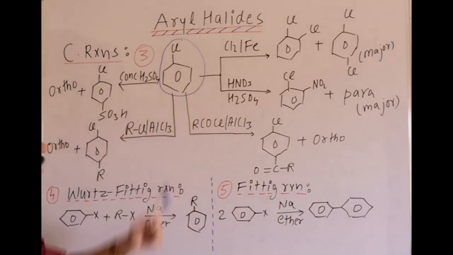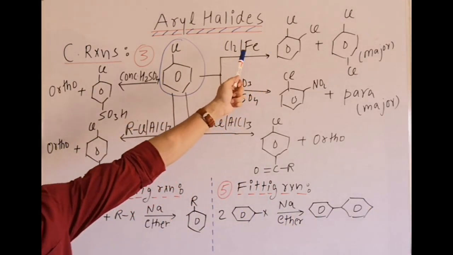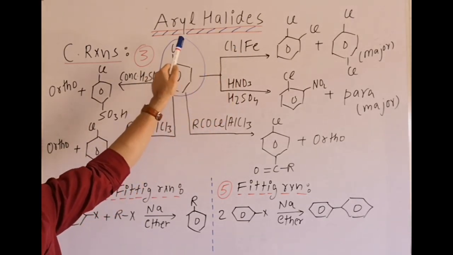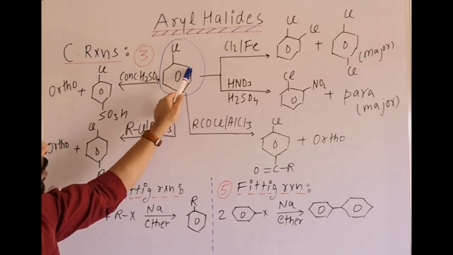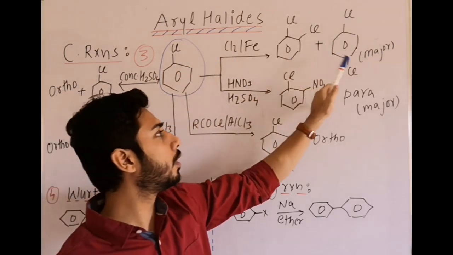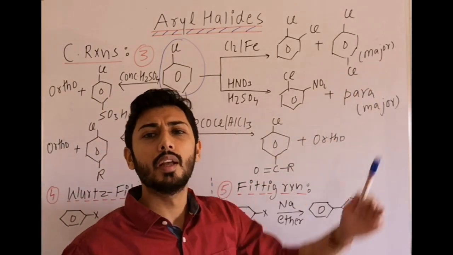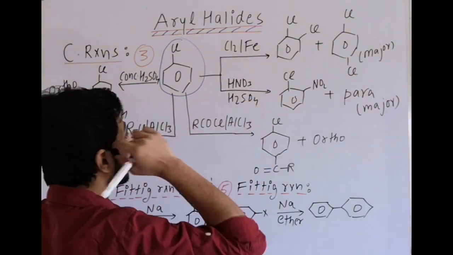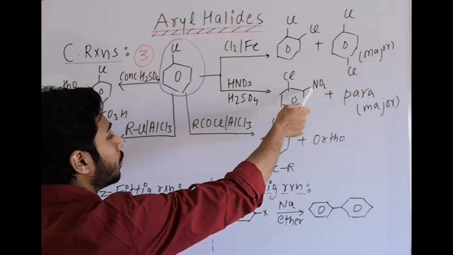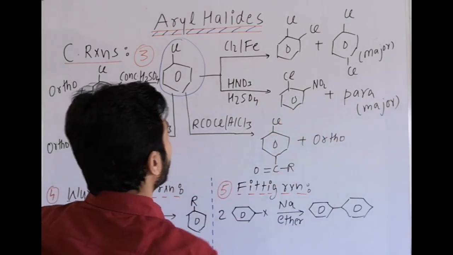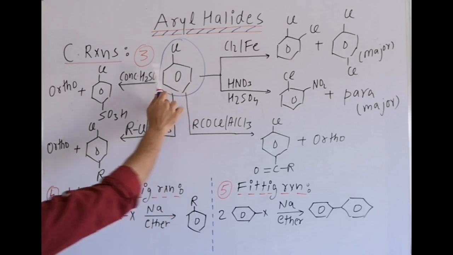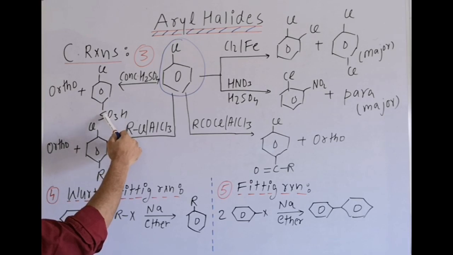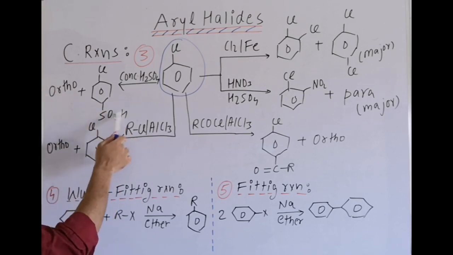Now going through the reactions, chlorobenzene with Cl2/Fe, it is chlorination, Cl plus is the electrophile, and the halo group will direct the Cl plus to ortho position or para position. So both are found. Major will be para position. Why? Because hindrance is less, crowding is less. Next reaction is nitration. In nitration again, NO2 plus goes at ortho position and para position, and para will be the major product. Next reaction here, sulfonation. Sulfonation generates the electrophile SO3, substitution at para position and at ortho position. Para will be the major product.